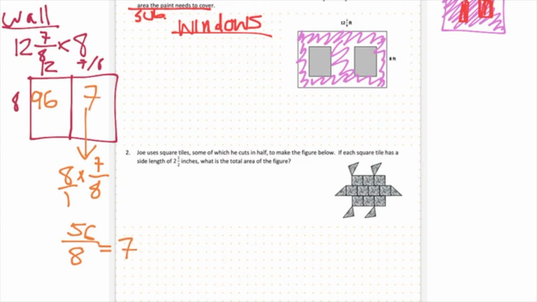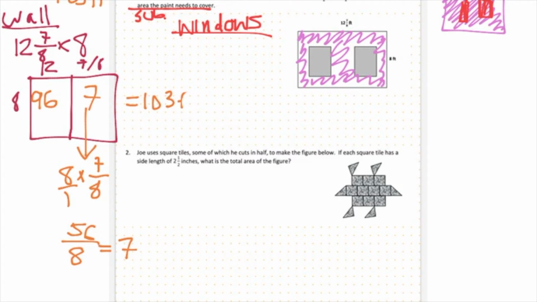Now that I have those two pieces, I'm going to add them together. So that is going to give me 103 square feet. That's the entire wall, but again, I'm not going to paint the windows. So now I'm actually going to move that over here so that you can see my work.